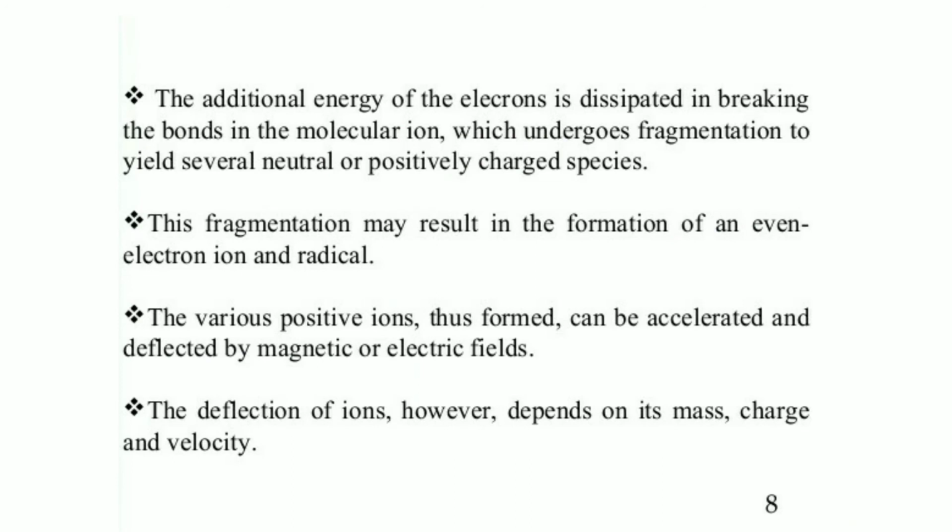Next, the additional energy of the electron is dissipated in breaking the bond in the molecular ion, which undergoes fragmentation to yield several neutral or positively charged species. This fragmentation may result in the formation of an even electron ion and a radical. The various positive ions formed can be accelerated and detected by a magnetic or electric field.